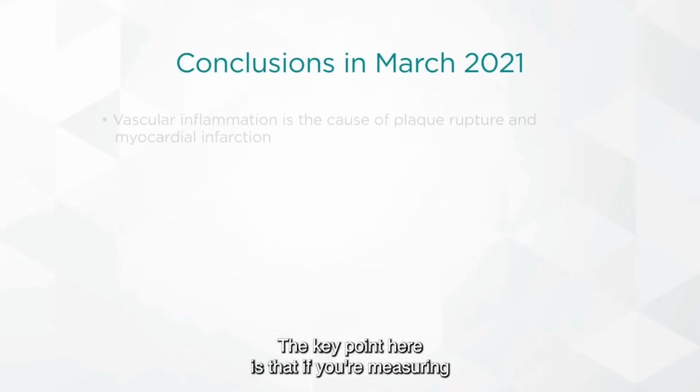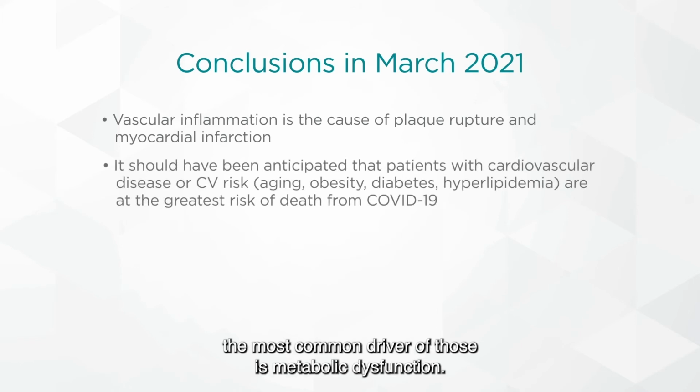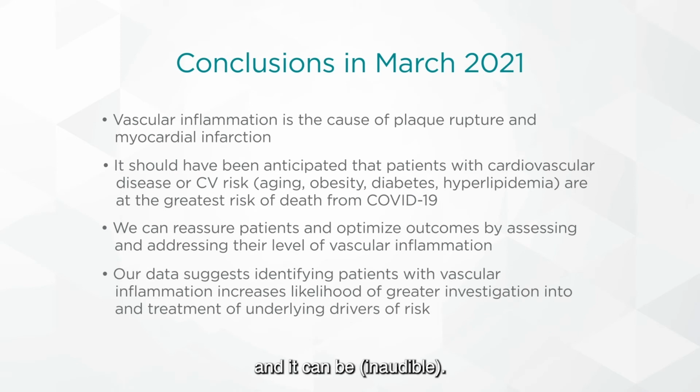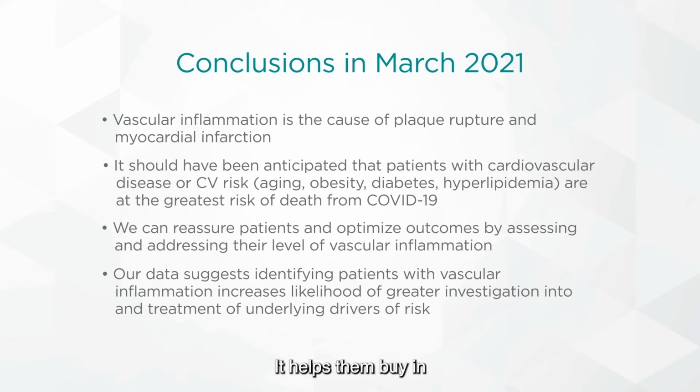The key point here is that if you're measuring inflammatory markers and you're finding them to be positive, the most common driver of those is metabolic dysfunction. So it's weight, it's lack of exercise, it's diabetes, it's sugar, and it can be lipids. And I think the best thing to do is twofold. One is to use the markers to demonstrate to the patients that they're actually being successful in decreasing their risk. That's important. And it helps them buy in and it helps them continue. It also allows them to understand they might fall off the wagon, but they can get back on and improve these things. The second thing is to help them understand how their metabolic state is increasing their risk.